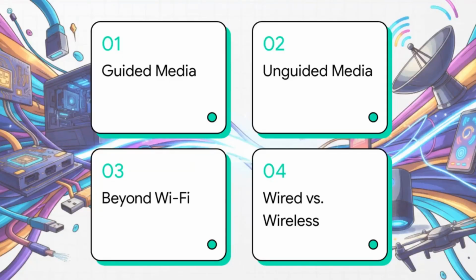Here's our roadmap for today. First up, guided media and physical wires. Number 2, unguided media and invisible signals. Third, we're going beyond Wi-Fi to look at specialized wireless technologies. And finally, a wired versus wireless showdown.